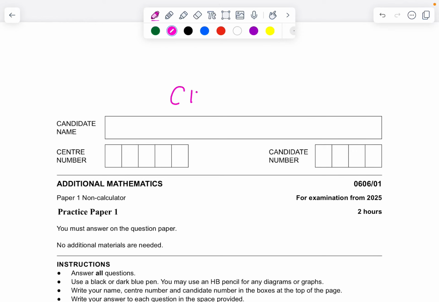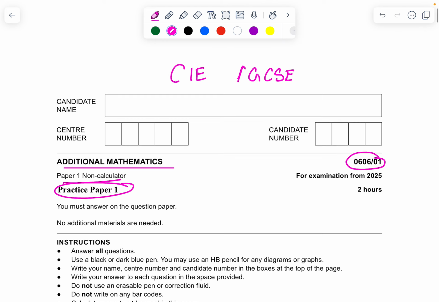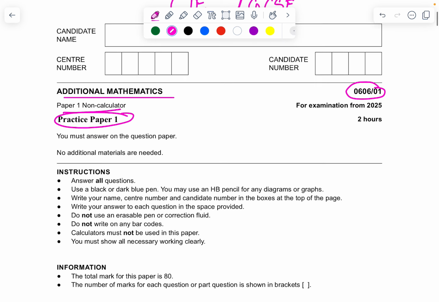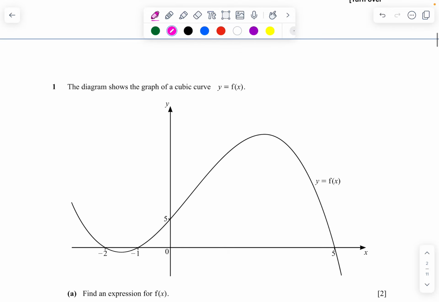Welcome. This video is for Cambridge IGCSE Additional Mathematics 0606 Paper 1 Non-Calculator Practice Paper 1. We are having a non-calculator paper, which is paper 1, and it is practice paper 1.